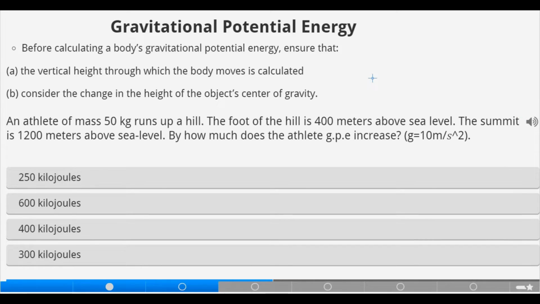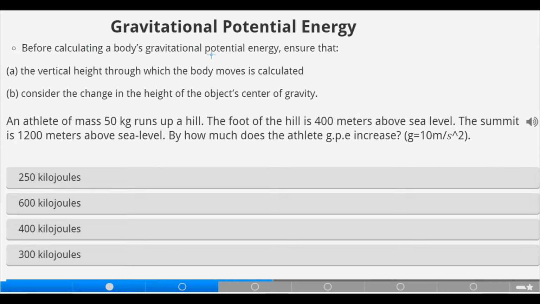An athlete of mass 50 kilogram runs up a hill. The foot of the hill is 400 meters above sea level. The summit is 1,200 meters above sea level. By how much does the athlete's gravitational potential energy increase? All you just need to do is this.